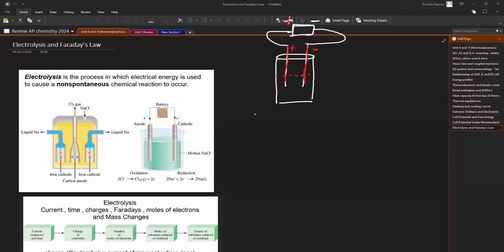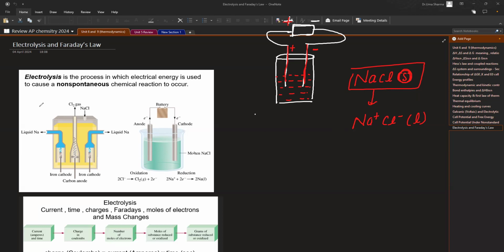Now you're taking a solution or some ionic compound in the molten form. Let's say I have taken NaCl in the molten form. Now the question is why I need to take this in the liquid form, why not in solid form? That can be a question. If I do it with solid, no change, no reaction, nothing will happen.